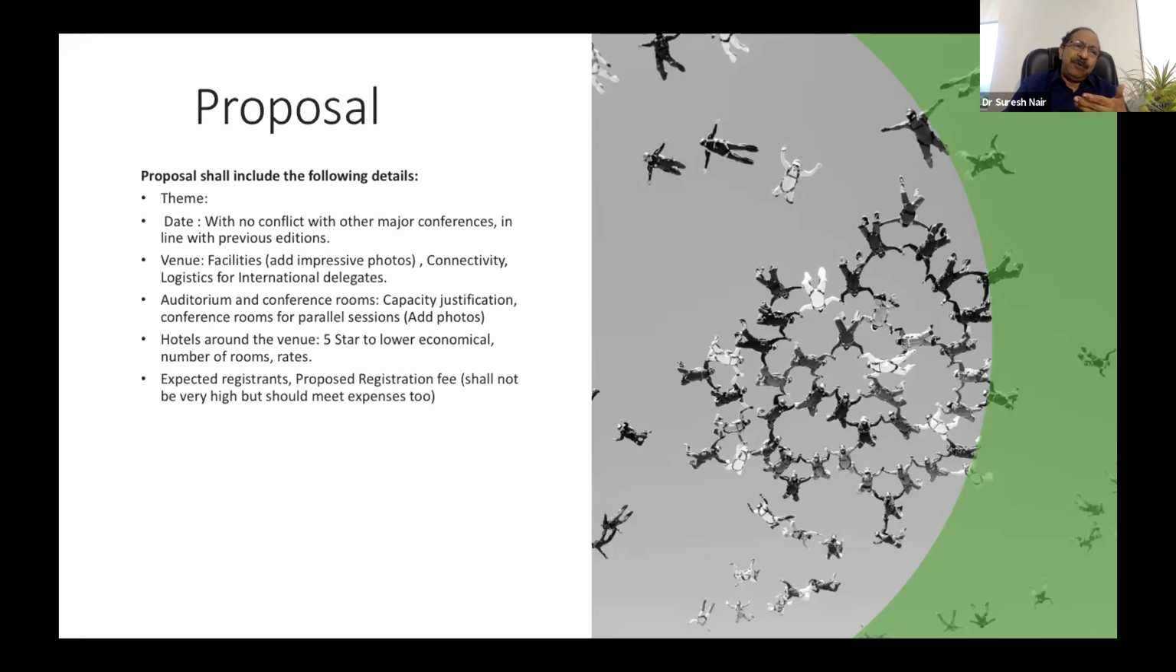You need to have an idea of expected registrants. How many people are going to come for this conference, even when you are preparing the proposal. The proposed registration fee: what is the registration fee you are going to charge? Now I am talking about physical conferences. This shall not be very high, but should meet expenses too. So it is a little tricky thing. You cannot put a very high registration fee, then people will not come. It should not be so low either, then you will not be able to meet the expenses, and the level of your conference will naturally come down. So that thing we have to take care of.